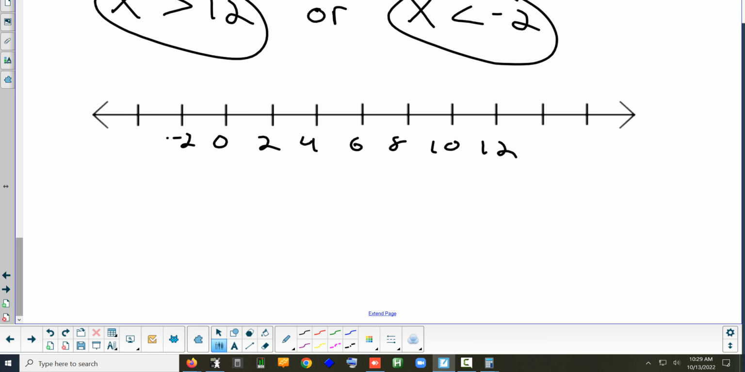Jacinda. Circle on negative 2 would be open. Yep, that would be open. Alex, what kind of circle on 12? Open. And where do we shade? Between or opposite? Yep. Opposite. Good.